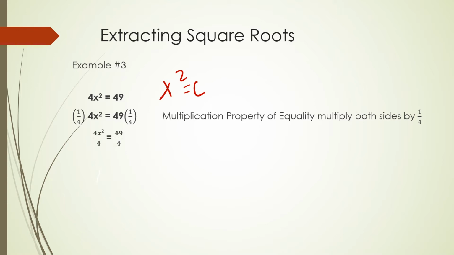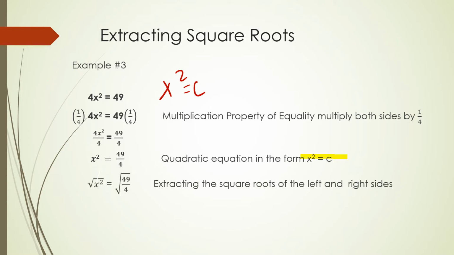So, after you multiply both sides by 1/4, 1 times 4x squared, it will become 4x squared over 4, and then you have 49 times 1/4, it will become 49 over 4. If you're going to simplify this, you have 4 over 4, it will become 1, so mawawala na to. So, it will become x squared is equal to 49 over 4. Now, if you're going to observe, it was written na in the form of x squared is equal to c.